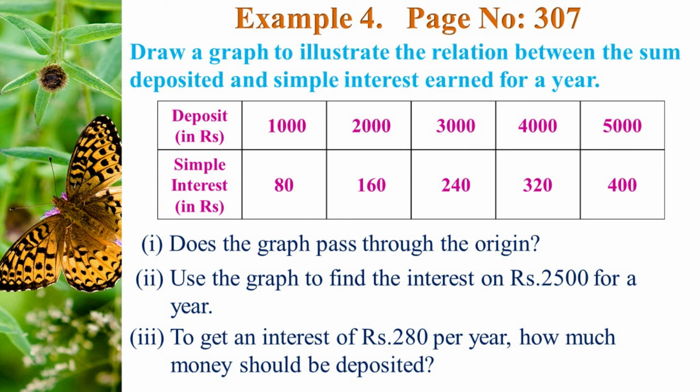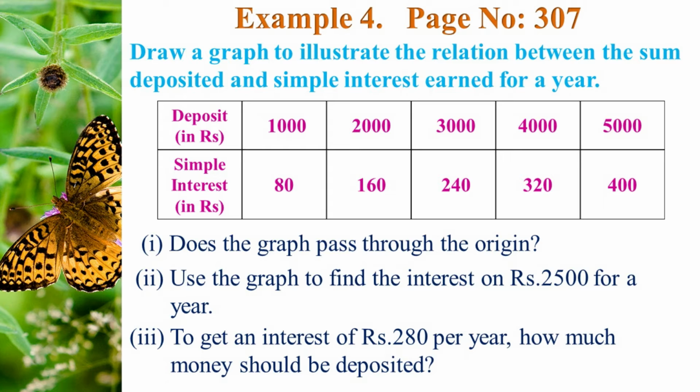Now we see example 4. Draw a graph to illustrate the relation between the sum deposited and the simple interest earned for a year. Deposit in rupees: 1000, 2000, 3000, 4000, 5000. Simple interest in rupees: 80, 160, 240, 320, 400.